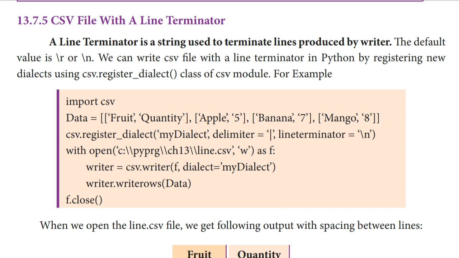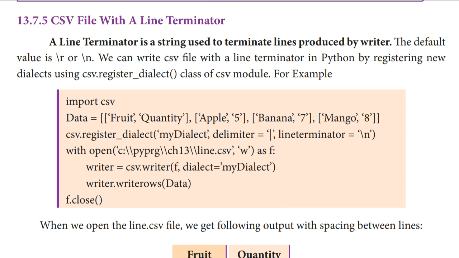Next we are opening the CSV file in write mode. Then f is the file object. Next we are using the writer method. So writer is equal to csv.writer(f, dialect='my dialect'). So here we are applying the registered dialect. Then writer.writerows(data), with the help of writerows.